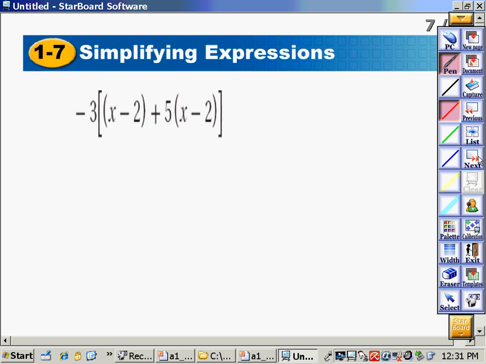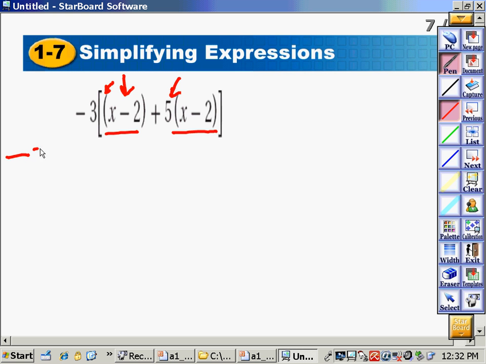Next problem. We are ready for more distributing. This time we have 2 sets of parentheses inside the bracket. I notice this one has no number directly in front, so I'm just going to be able to drop it. The second part has a 5 in front, so what are you going to have to do there? Yep, you're going to have to distribute.